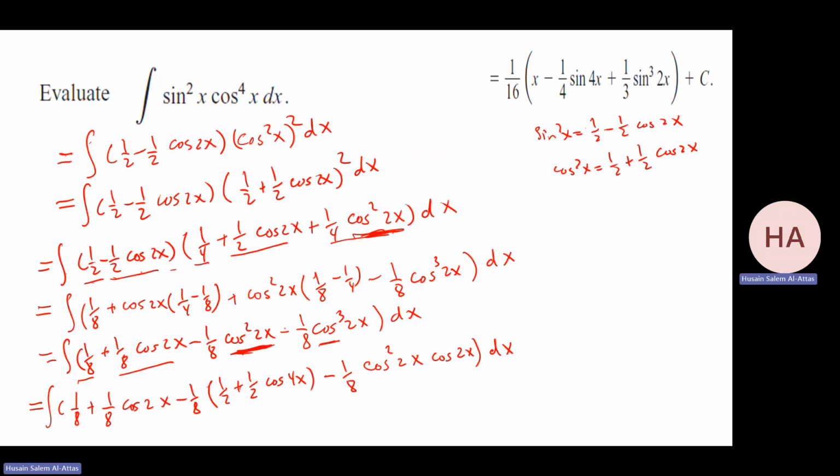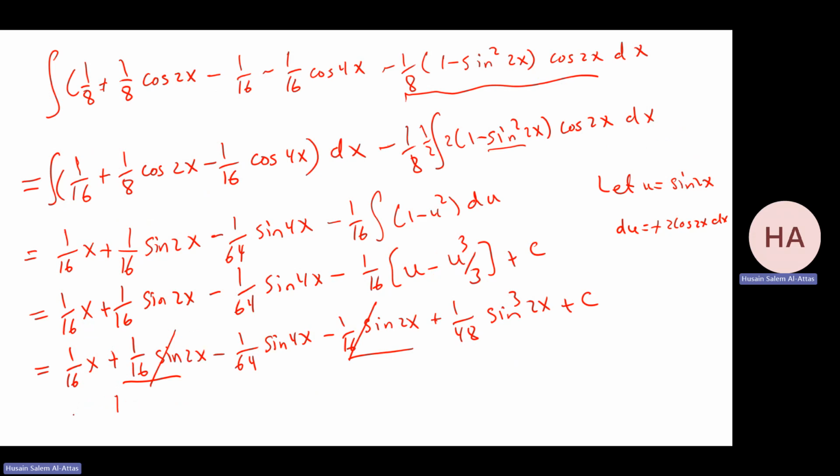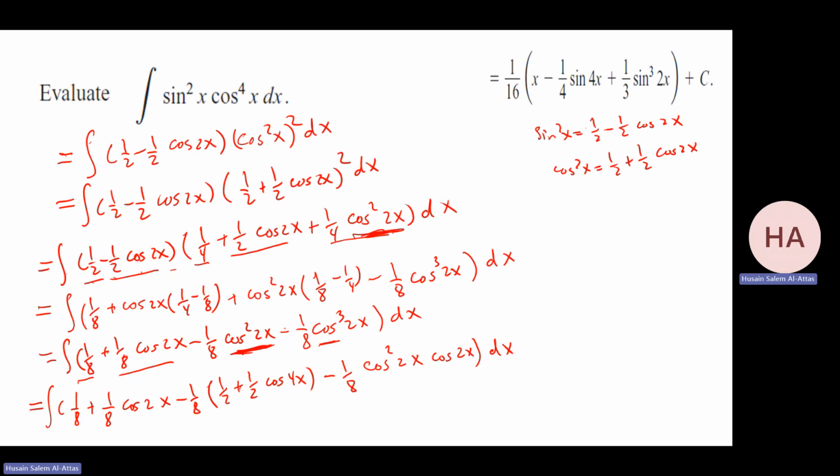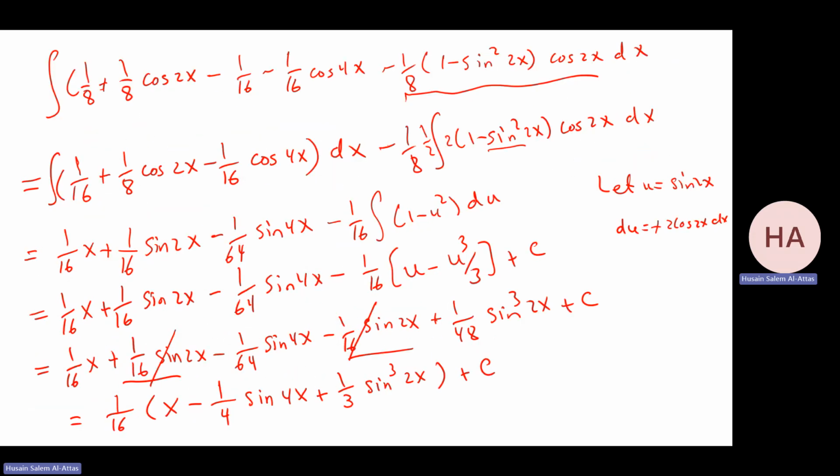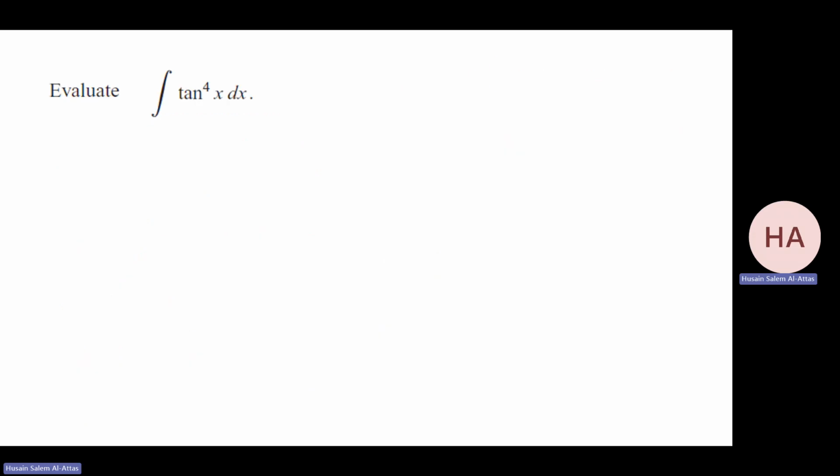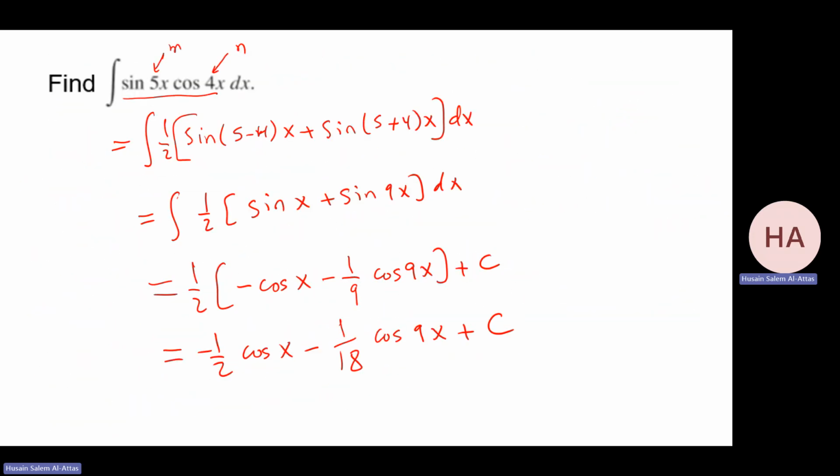How they wrote it, they took 1 over 16 as a common factor, so I take 1 over 16 as a common factor. That will be x, that will be minus 1 over 4 sine 4x, and this is plus 1 over 3 sine cubed x plus c. And that was the answer. Yeah, it's a little bit lengthy. Okay, let me do this before I go to the old exams.